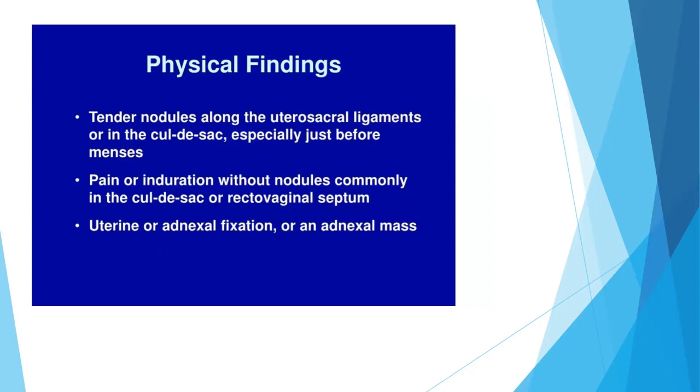While physically examining the patient, you can find tender nodules along the uterosacral ligaments or in the cul-de-sac, especially just before the menses. There may be pain or induration without nodules, commonly in the cul-de-sac or vaginal septum. Uterine or adnexal fixation or an adnexal mass may be present.